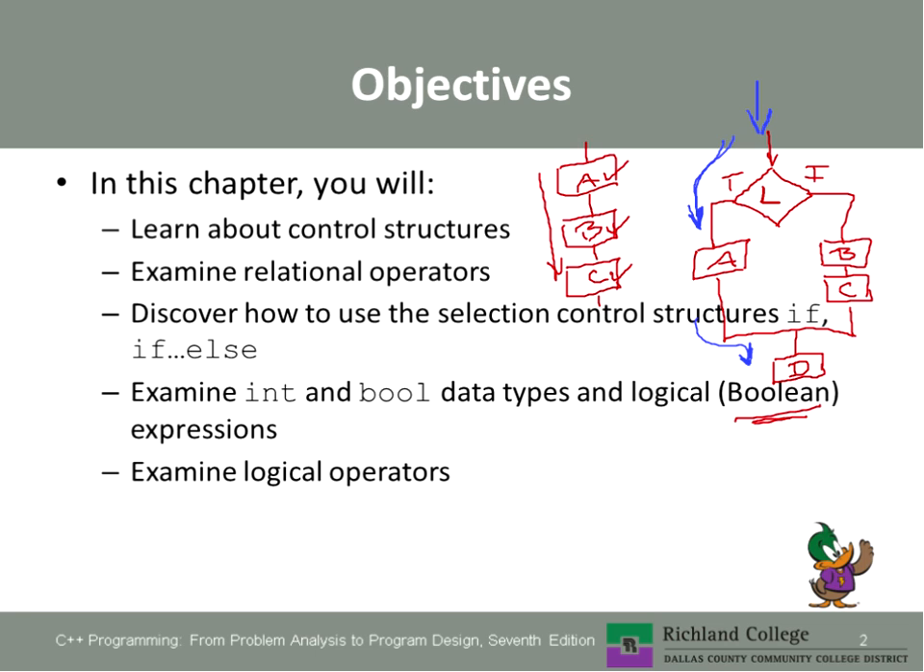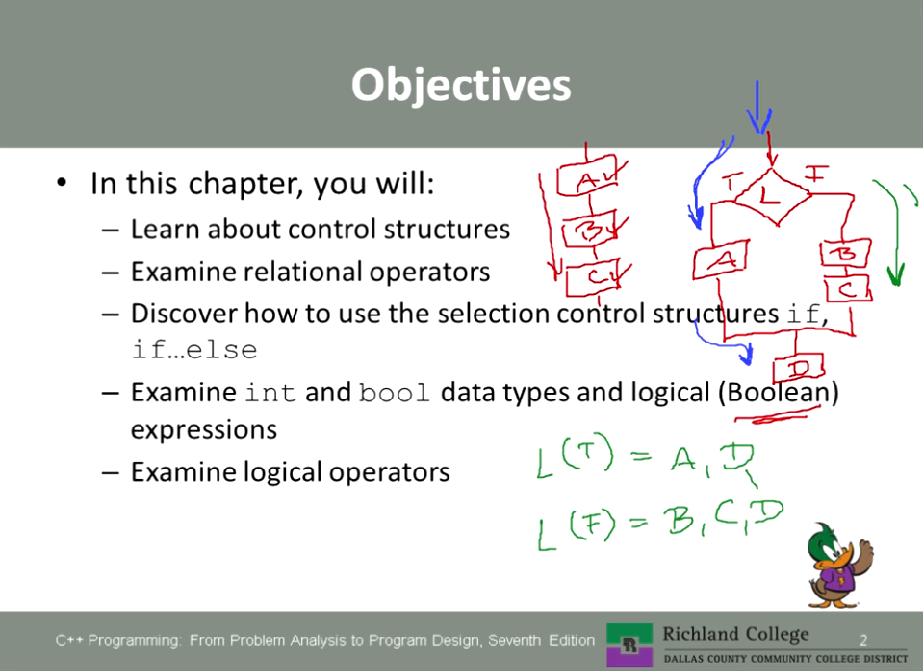But the main point here is that if we have a selection statement, we have two different paths that we can follow. If the logic is true, then what's going to be executed? We're going to execute A and then D only. Now, if the logic is false, then what's going to happen with this code? We're only going to execute B, C, and D.